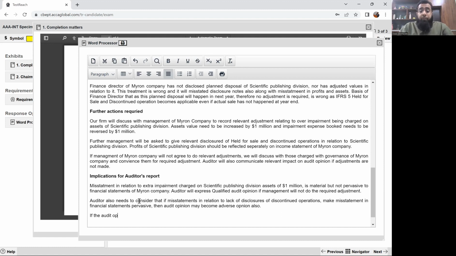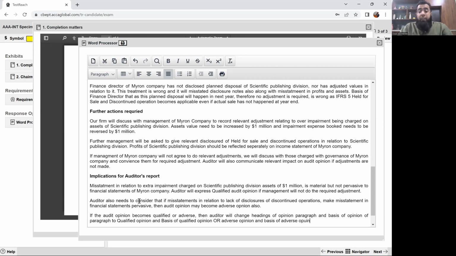If the audit opinion becomes qualified or adverse, then auditor will change headings of opinion paragraph and basis of opinion paragraph to qualified opinion and basis of qualified opinion, or adverse opinion and basis of adverse opinion. So this is the impact on the financial statement.